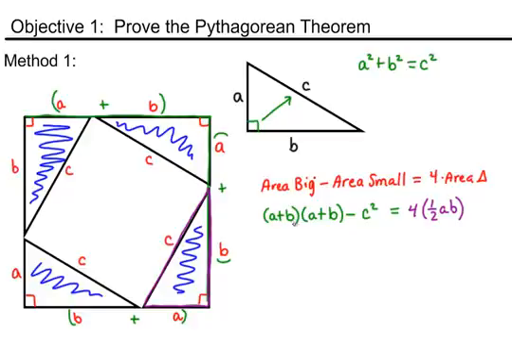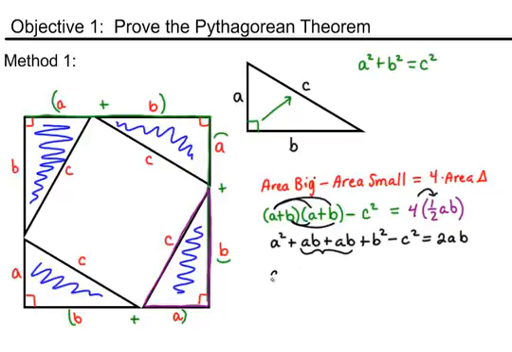So we're just going to do algebra now. Okay? So this is FOIL or distribute, however you want to do it. A times A is A squared. A times B is AB. B times A, which I'm going to write as AB, and then we have B squared minus C squared. Half of 4 is 2, so 2AB, because I distributed that through. AB plus AB is 2AB, so we got A squared plus 2AB plus B squared minus C squared equals 2AB.